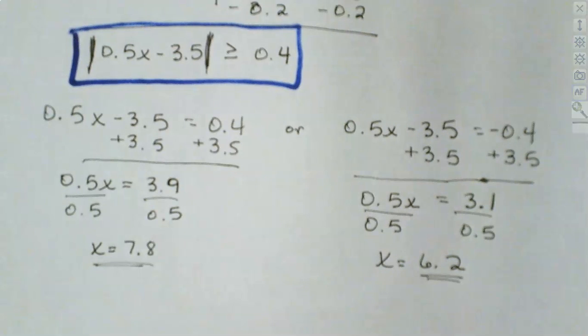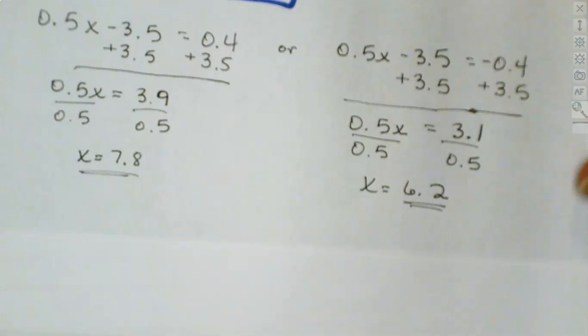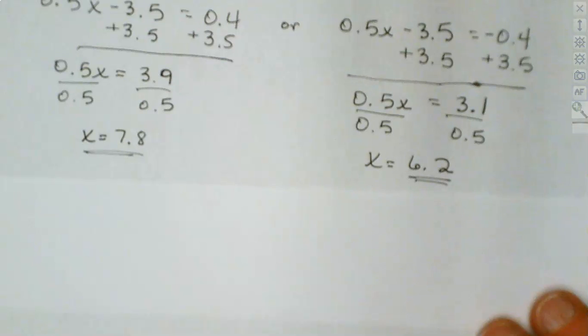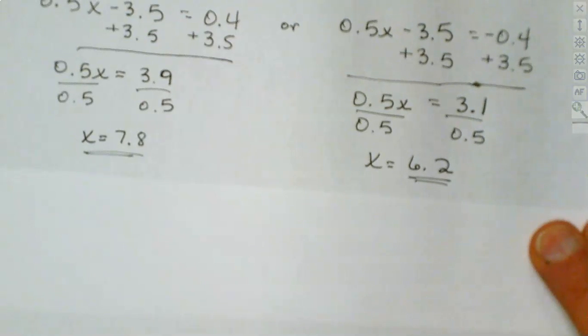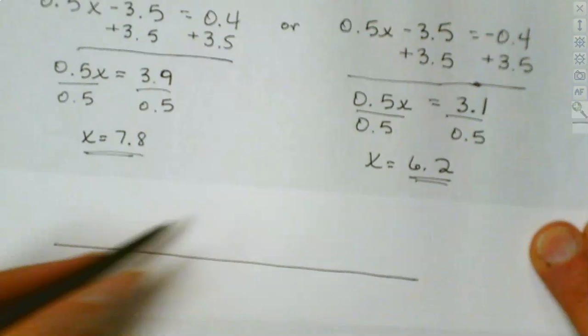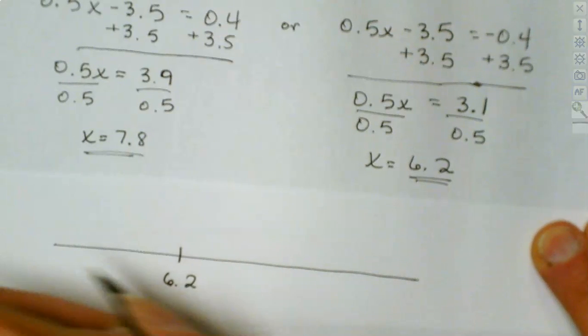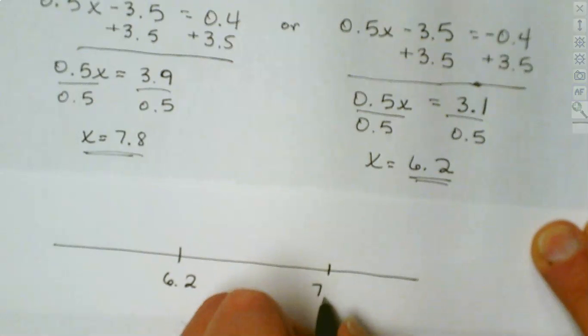Is everyone kind of okay with what we did? So we moved that 0.2 over. We split it up then. We got our two equations. Are we done yet? No. Why not? We have to graph it. Make sure you put them in the correct order on the number line. Very, very important that you put them in the correct order. So we've got 6.2 over here. 7.8 is the larger number.